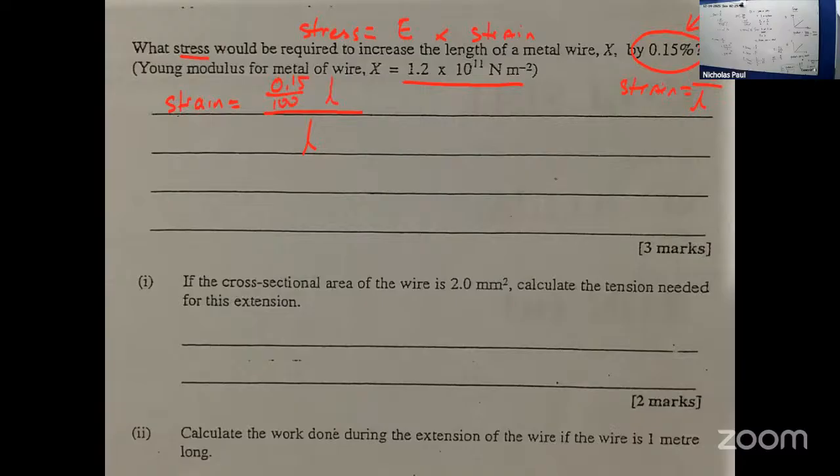What will happen to the lengths? They'll cancel off. So you'll end up with your strain being 0.0015. That's what your strain will be. So your stress will be 1.2 by 10 to the 11 multiplied by 0.0015. That will be your stress.